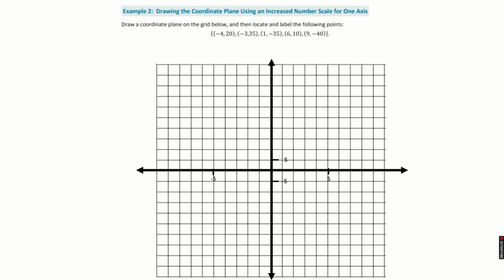So I went ahead and made each one of those lines up and down on the y-axis worth 5, and you'll notice they're also in increments of 5, right? 20, 35, -35, 10, and -40. So all of them will be on a line somewhere of 5s. So my first one, (-4, 20). My second one, (-3, 35). My third one, (1, -35). (6, 10). And my last one, (9, -40).